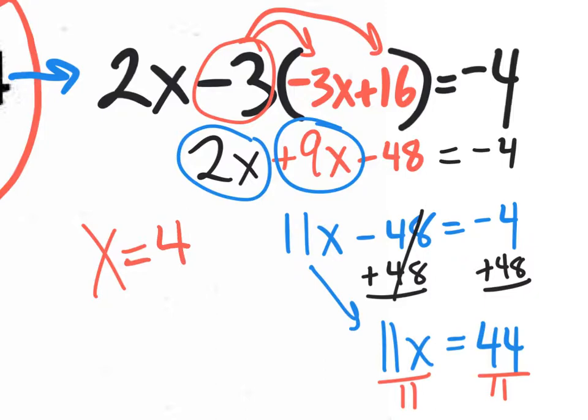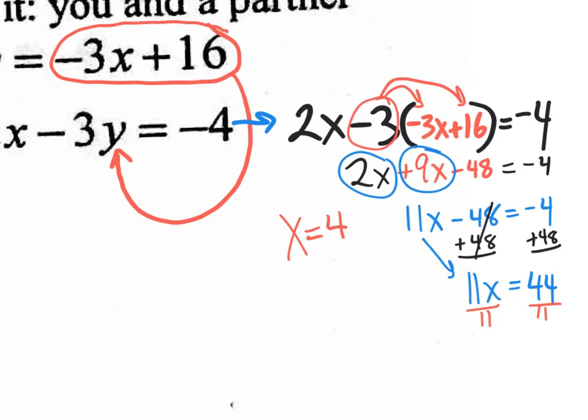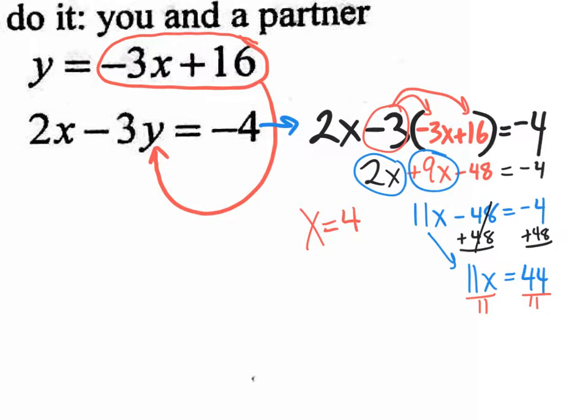Now, we have one answer, and we still need the other answer. So again, step 3 is not only to solve and get an answer, but you take that answer and plug it back into any original equation. The easiest one to do would be to plug it into this top one. Negative 3 times 4 is negative 12, and negative 12 plus 16 is 4, so y would equal 4.